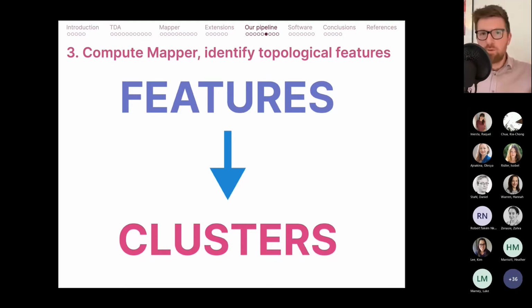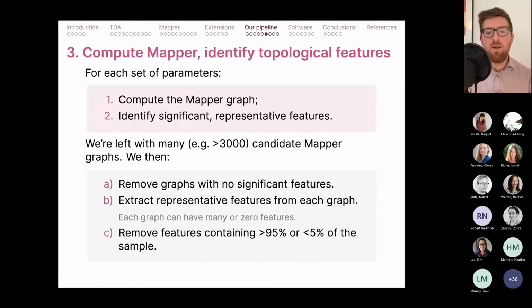And after removing the ones that don't have any features, we are then going to identify and pull out the topological features from this graph. So our unit was the Mapper graph, and in this step, our unit becomes the features themselves. And from this point on, when we talk about clusters of patients or clusters of data points, what we are referring to are the features. So that was a point worth emphasizing.